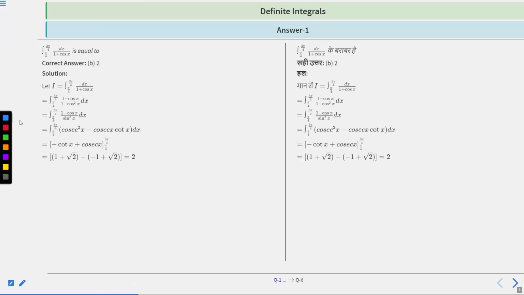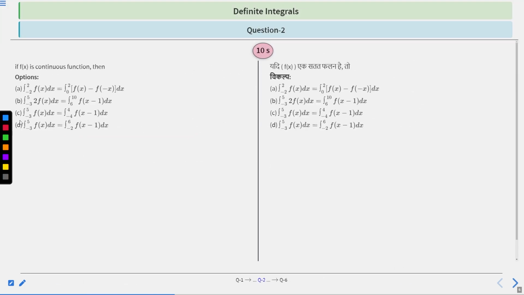Okay, let's move to the next question. Question number 2, which says, if f(x) is a continuous function, then which of the following options are correct?